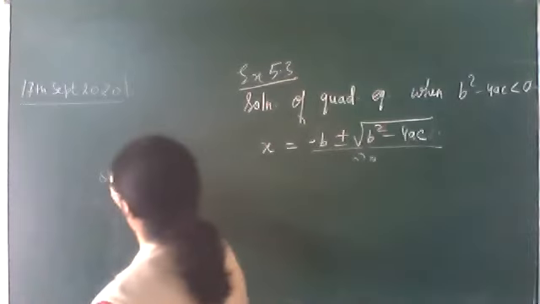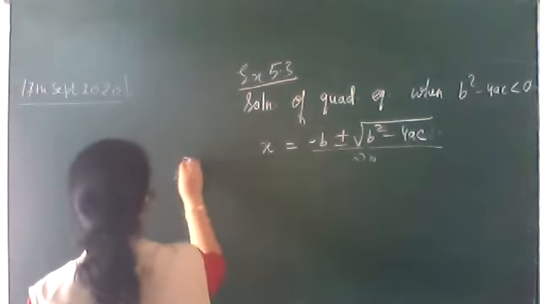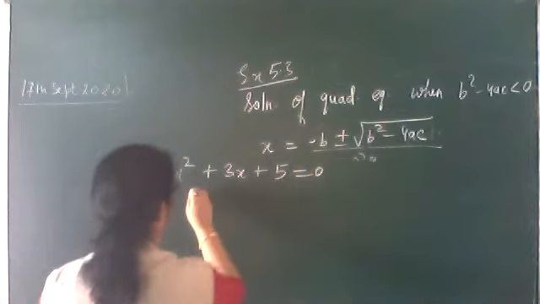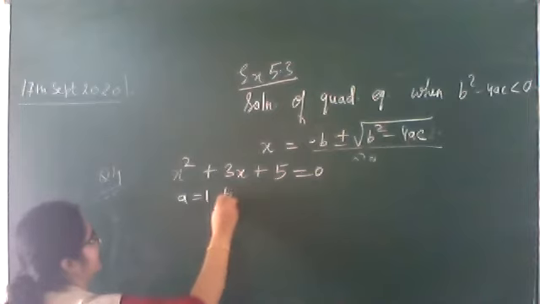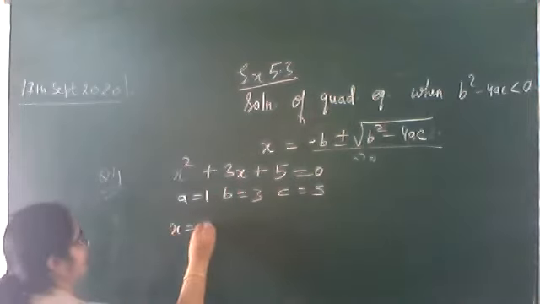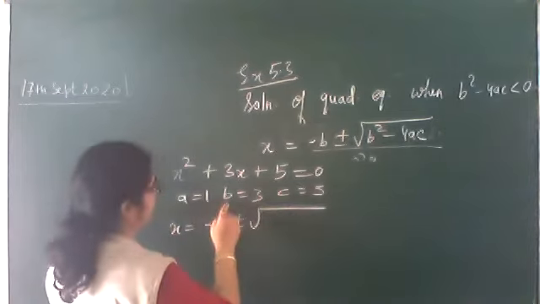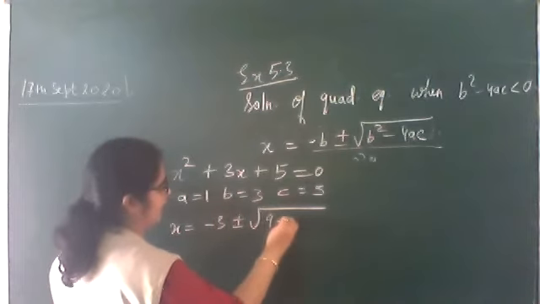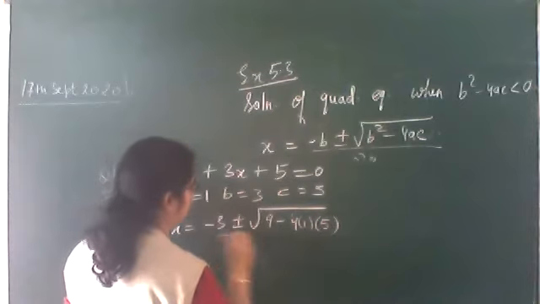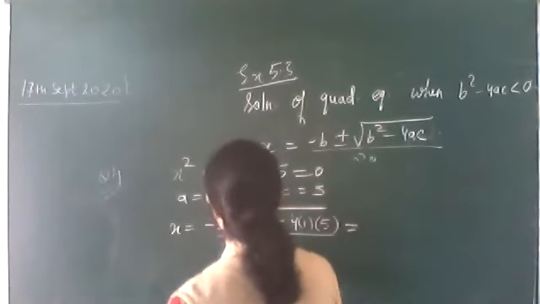So your question number 4 is x square plus 3x plus 5 is equal to 0. So again you write down a is equal to 1, b is equal to 3, c is equal to 5. Now calculate x is equal to minus b plus minus root of b square. B square is what? 9 minus 4 times a is 1, c is 5, upon 2 into a. A is what? 1. Now this value will be equal to what?